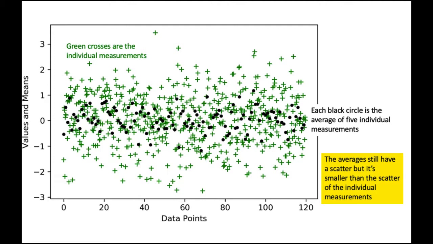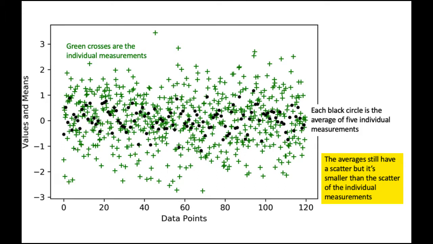I've done some simulations to show this. What I've done is I've simulated lots of individual measurements, which are these green crosses in the plot. Now what I'm doing here is I'm averaging them 5 at a time. So this black circle is the average value of the first 5, this black circle is the average value of the next 5, and the next 5, and the next 5, and so on.